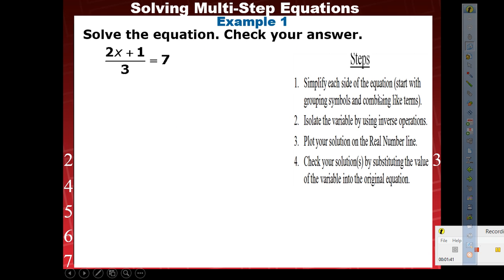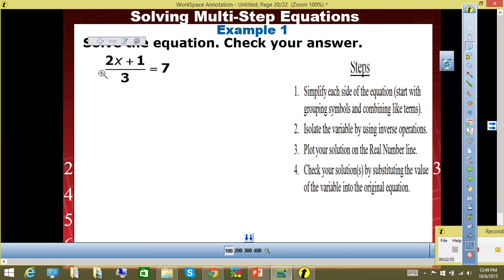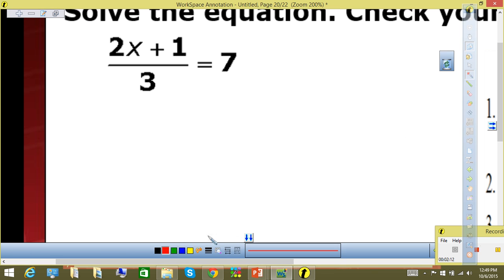Therefore, copy this one, example 1. And prior to this, I already gave you guys an example similar to this. Remember that? All right, good. So for this one, I just want you to solve it. You don't have to graph it or check it. I just want us to solve so we can move on to funner stuff. So let me zoom in. 2x plus 1 divided by 3 equals 7.